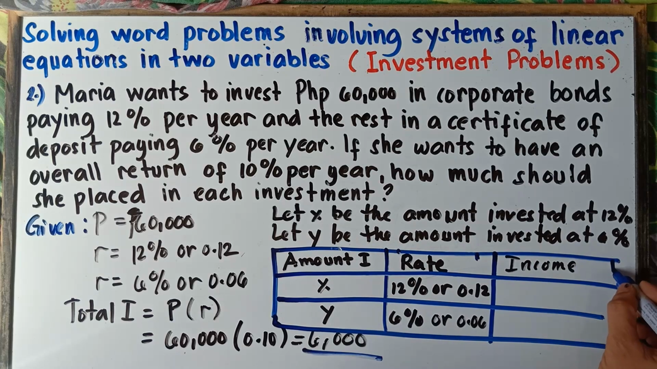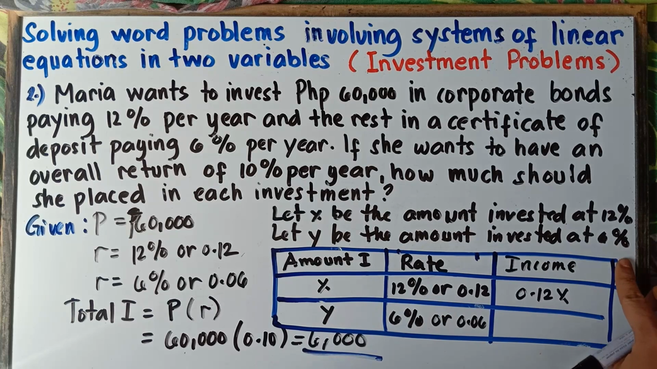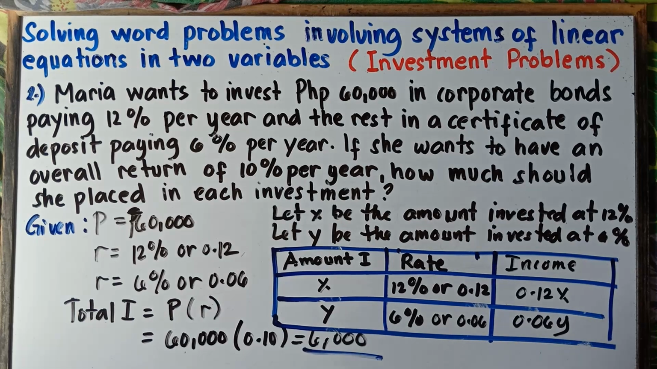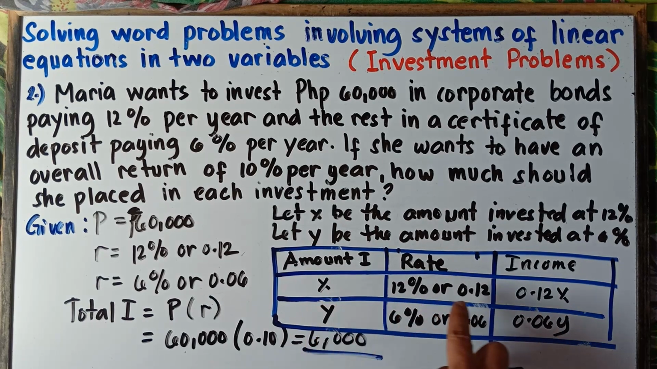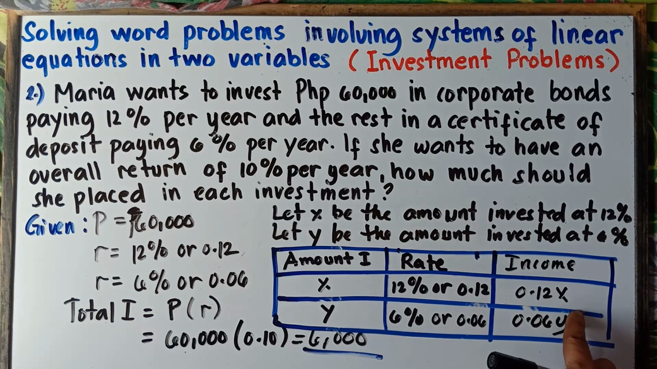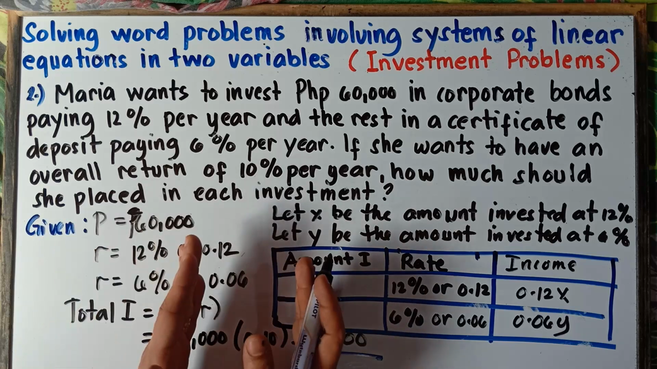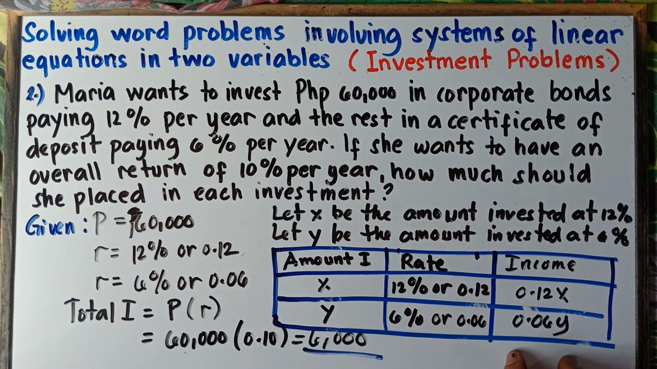And then the income, of course, simply multiply this. If you multiply X times 0.12, that would be 0.12X. If you multiply Y times 0.06, that would be 0.06Y. Once again, the amount multiplied by the rate, X times 0.12, is 0.12X. This will be the interest. We explained that a while ago, class, with regards to example number 1: if you multiply the amount by the rate, that would be the interest.